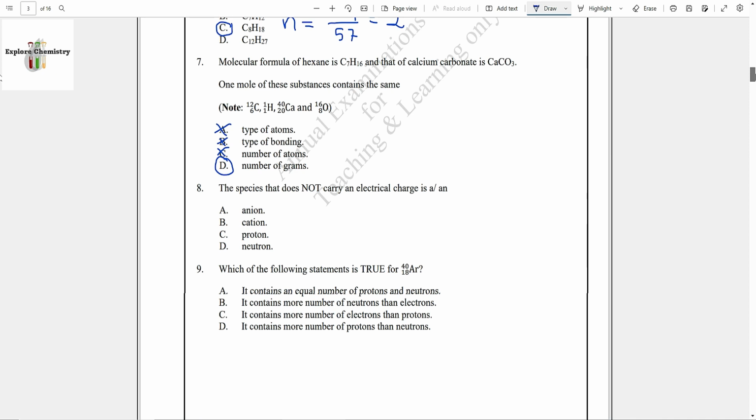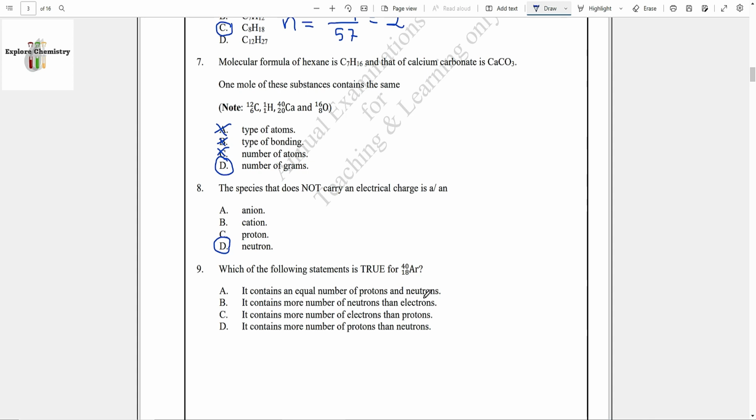Question number 8. The species that does not carry an electrical charge is? Neutron is the neutral species. This is very simple. As you know, anions and cations are charged ions, proton has a positive charge, so neutron is the answer. Number 9. Which of the following statements is true for argon atom?